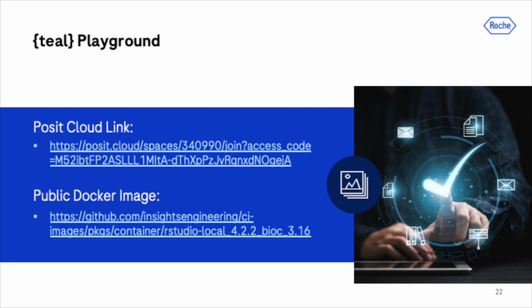There are two ways to play around with teal products without polluting your local environment with installation. One, by accessing the teal playground workspace that you've seen in the live demo, and you can do that by clicking the link that I provided here. Another way is by using the public Docker image that is loaded with teal products ready for you to use. The link to the Docker image is also provided here.